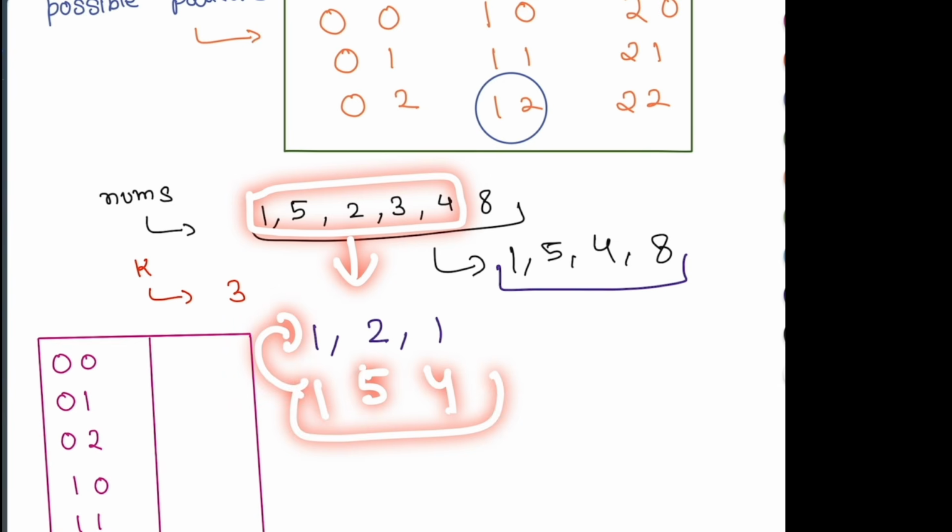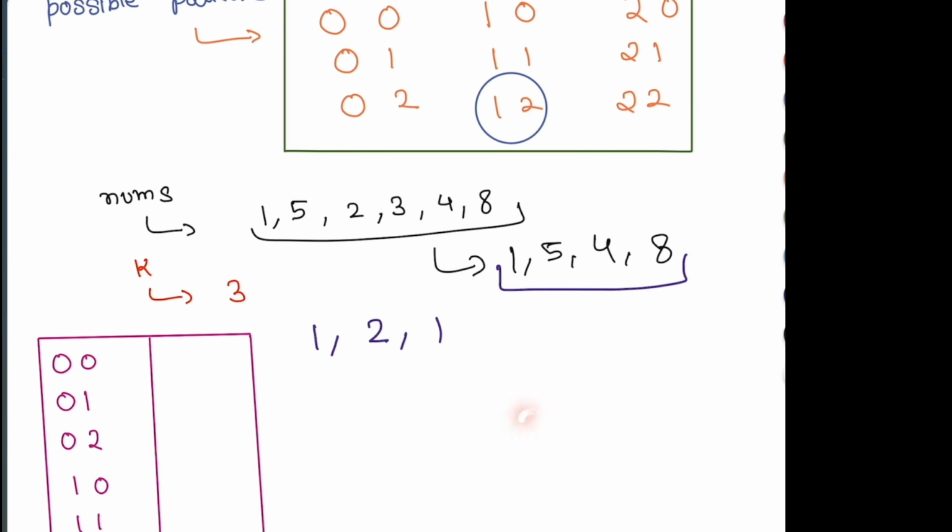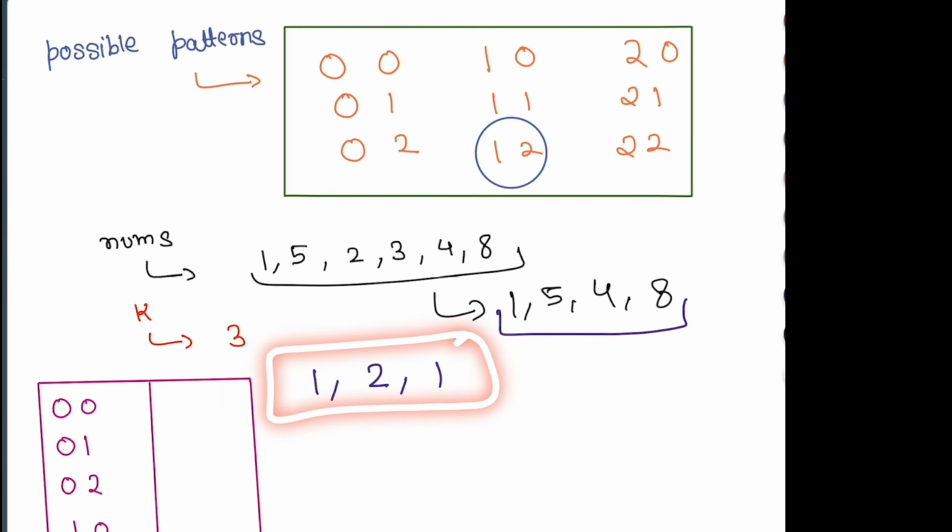1 will have a mod value of 1, 5 will have a mod value of 2, 4 will have a mod value of 1. 1, 5, 4 is a valid subsequence of length 3. I have not seen 8 as of now. Let us think about this. This particular subsequence is representing the pattern 2, 1.